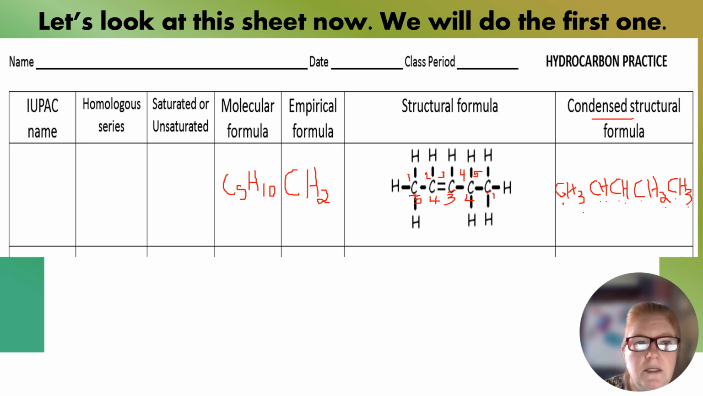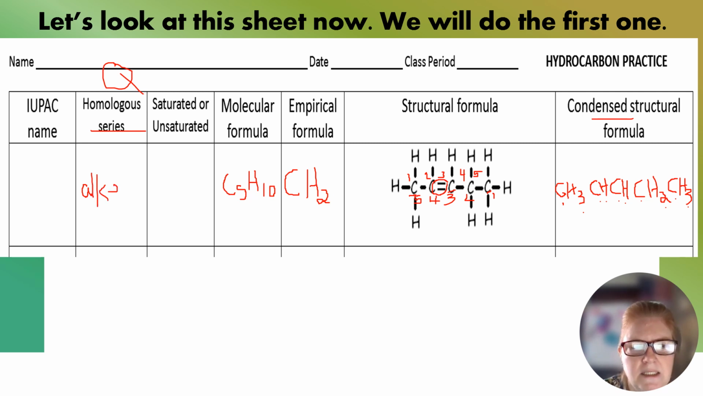Homologous series comes from table Q. Saturated or unsaturated is based on the series that it's in. So what I'm going to do is look at that carbon chain and see if I see all single bonds or if I see a double bond or a triple bond. When I start to scan through it, I see right here a double bond. And then everything else is single between those carbons. So that is an alkene.